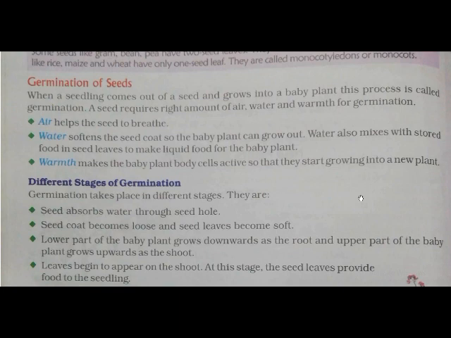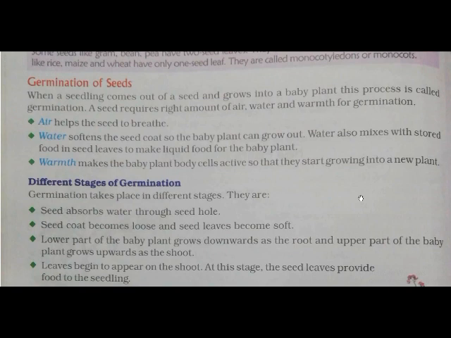What are they telling? What is germination of seed? When a seedling comes out of a seed and grows into a baby plant, this process is called germination. What is germination? The coming out of a seedling from a seed and growing into a baby plant is called germination. So you need to learn this.